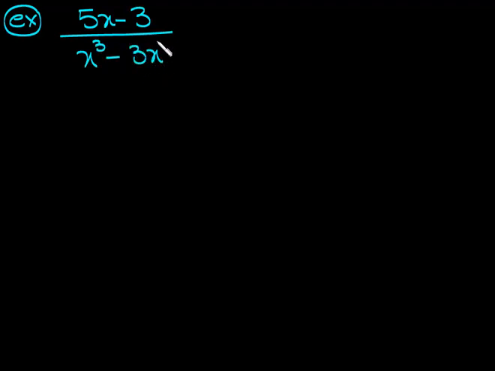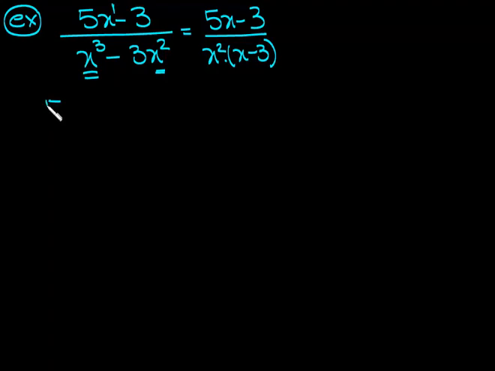Let me go ahead and give you another example. Let's say I have 5x minus 3 over x cubed minus 3x squared. The degree on the top is 1, on the bottom is 3, so we don't need to do long division. All we need to do is factor the denominator, so that's easy to do. We can take out an x squared, so we get x squared times x minus 3, because there's an x squared common here, and that's it. Now we want to do the decomposition.